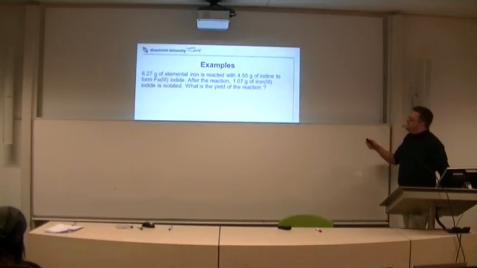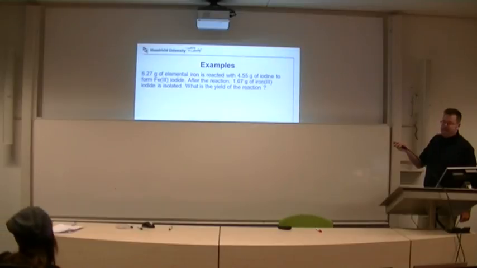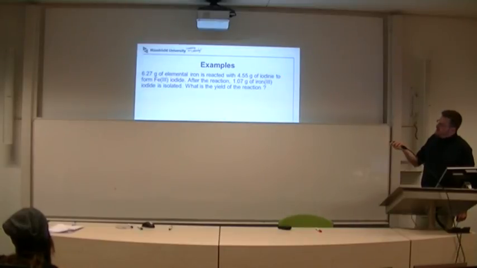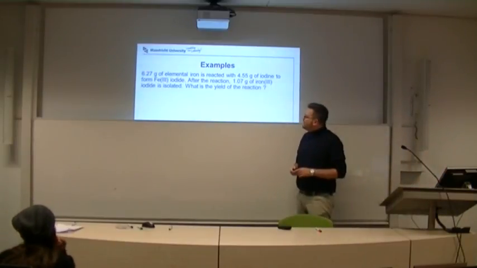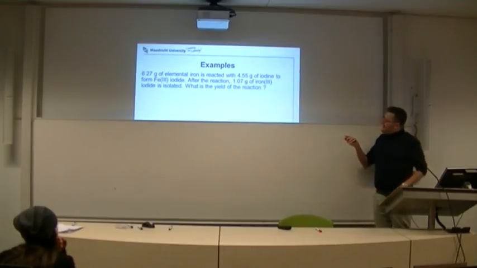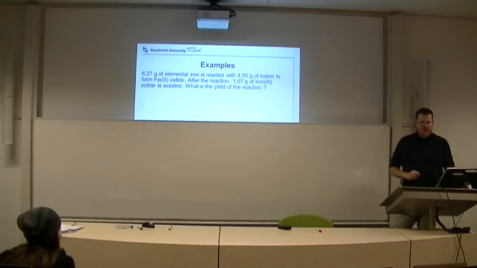We're taking 6.27 grams of iron, elemental iron, and reacting it with 4.55 grams of iodine. Okay? We're making iron(III) iodide, that's the product. And then I'll tell you, at the end of the reaction, I actually isolate in real life, in a laboratory, 1.07 grams of iron iodide. What is the yield of the reaction?